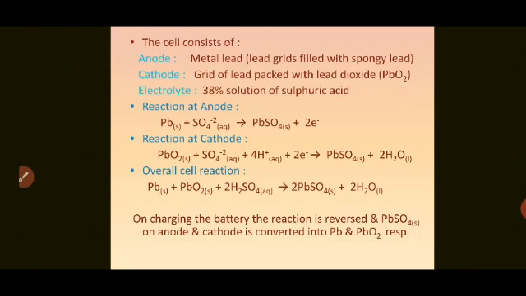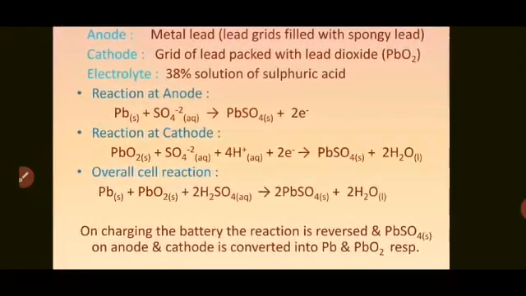So what type of reaction takes place? At the anode, Pb, that is metal lead, reacts with sulfuric acid. Here, instead of showing sulfuric acid, the ionic reaction is shown. So it forms PbSO4, that is, lead sulfate, which is in solid form. Now electrons are lost, meaning an oxidation reaction takes place. Then at the cathode, PbO2, that is lead oxide, reacts with sulfuric acid to form PbSO4 plus water.